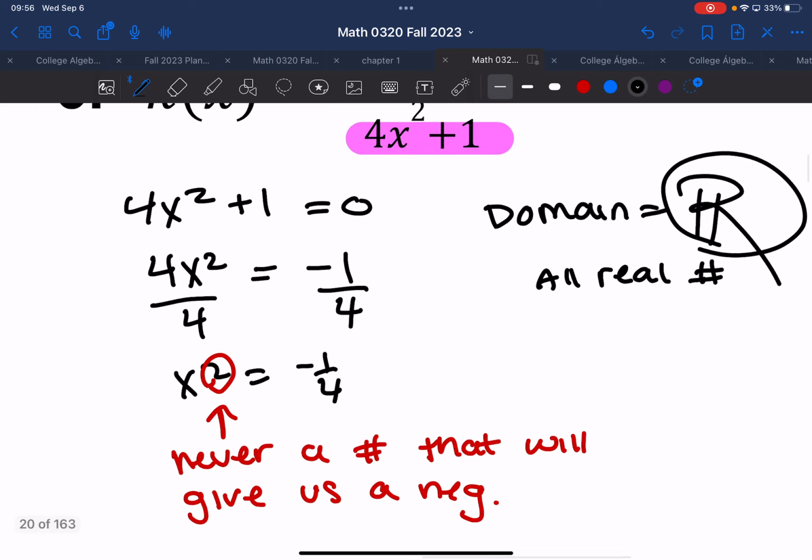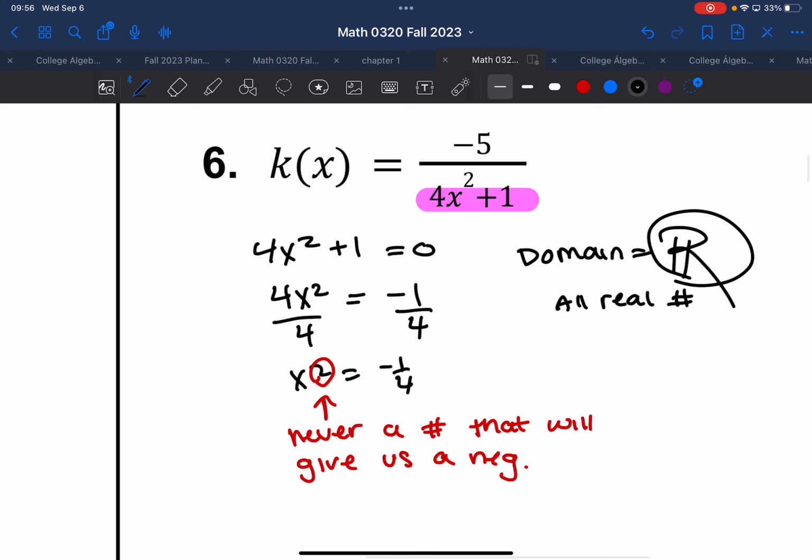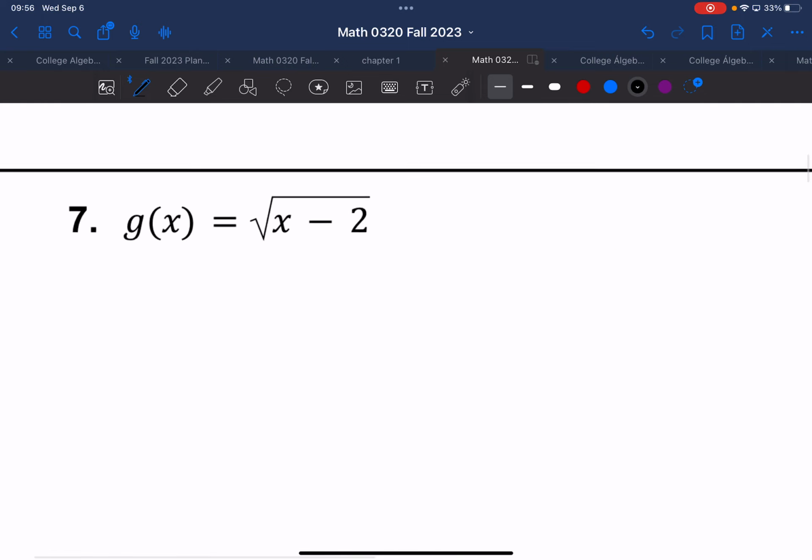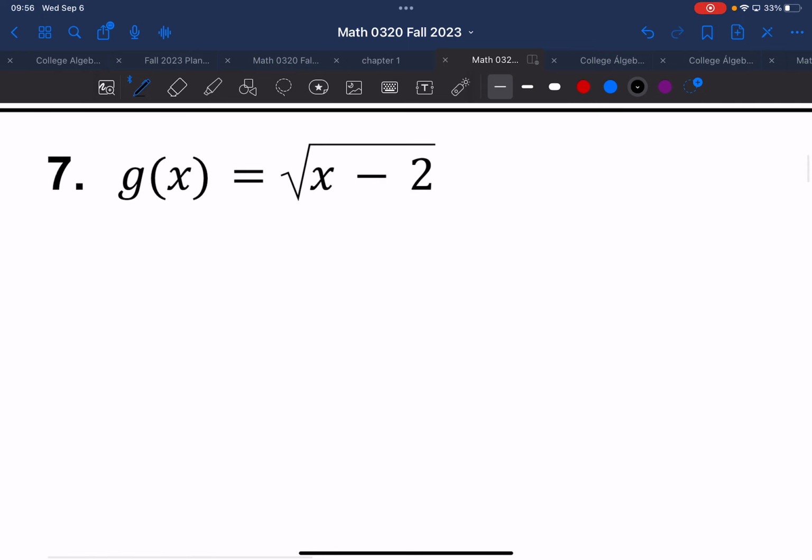Okay. Any questions on number 6? Okay. Number 7. What are we going to do on 7 to find the domain? We have a radical this time, a square root. So what are we doing?